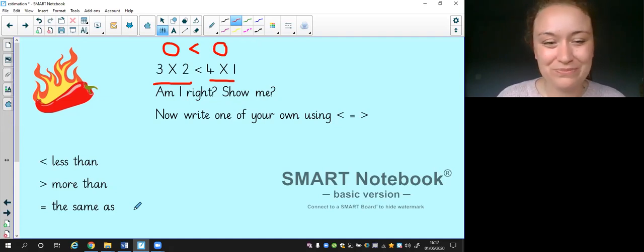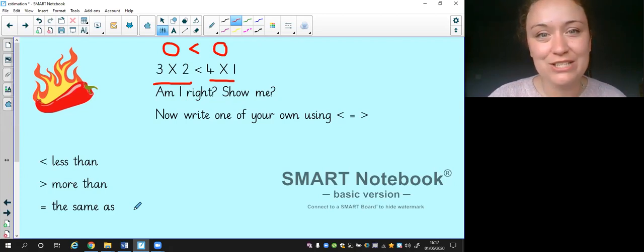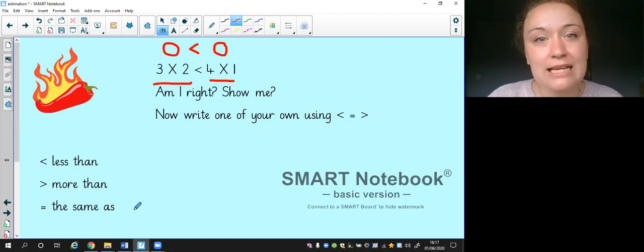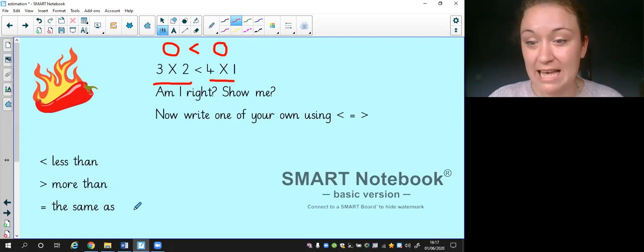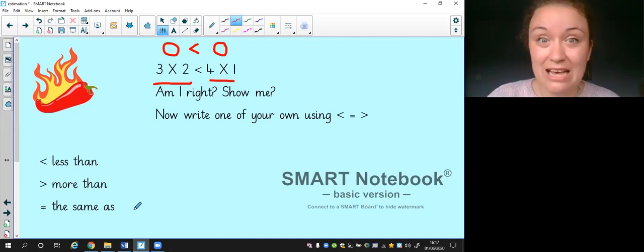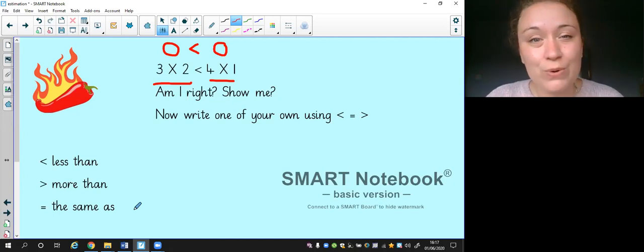So I hope you enjoyed having a little go at using arrays to solve multiplication puzzles with me, and let me know on Class Dojo or via the website how you get on with these challenges. Let me know if you managed to write any of your own, and let me know if you managed to bamboozle your mums and dads. And also maybe let me know if you have planted any seeds in your garden in an array, or maybe you've organized something else in your house into an array.